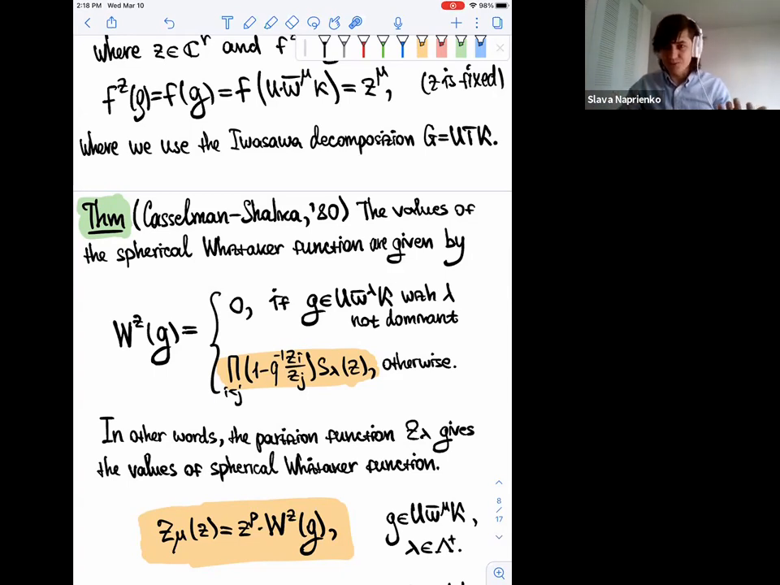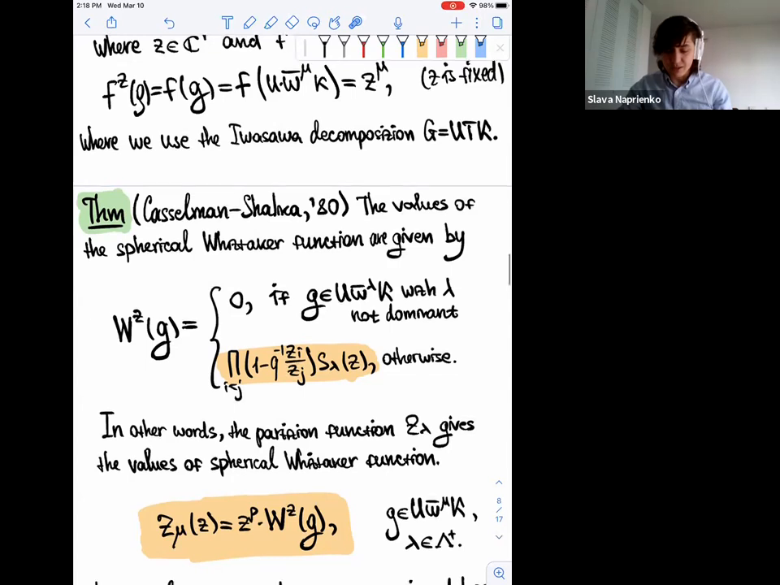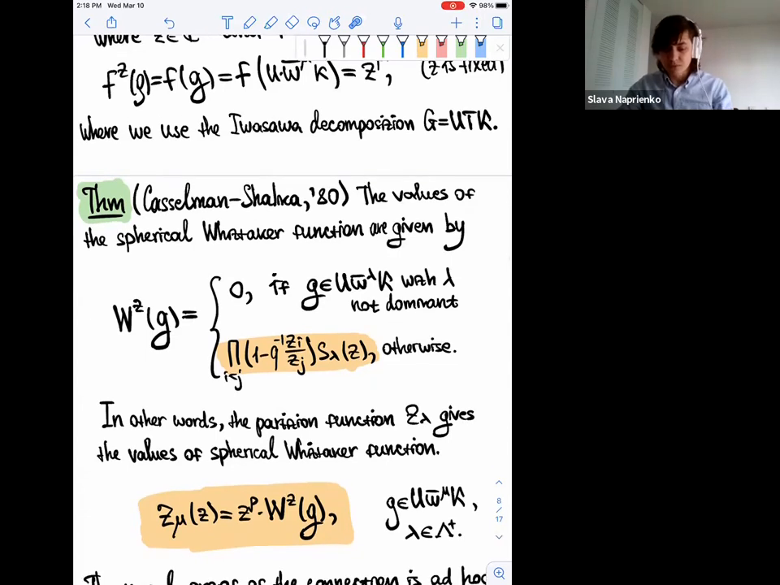What is great, and why I'm talking about that, is that when the value is non-trivial, every time when you see orange, these are important parts of my talk. When the value is non-trivial, it is exactly the value of the partition function that I described in the first part of my talk. So the formula that Casselman and Shalika yields is actually the same partition function that we got in the first part of our talk. So it is actually the same quantities. Yeah, and I write here, in other words, the partition function gives the values of the spherical Whittaker function.